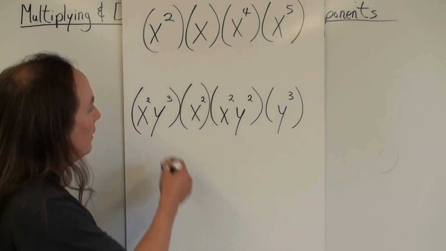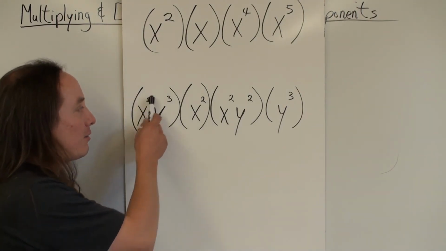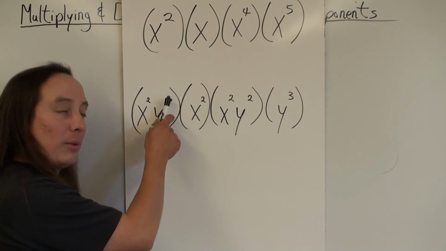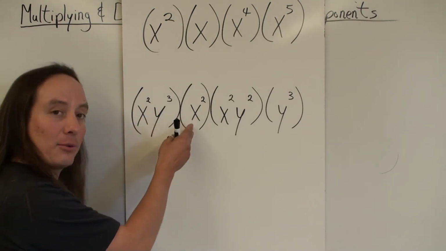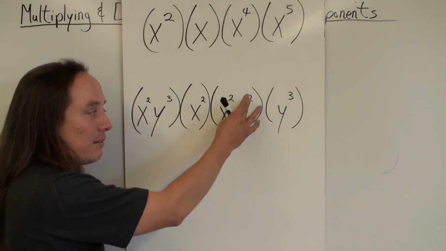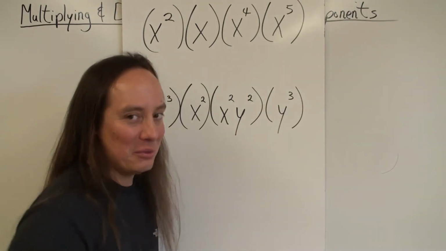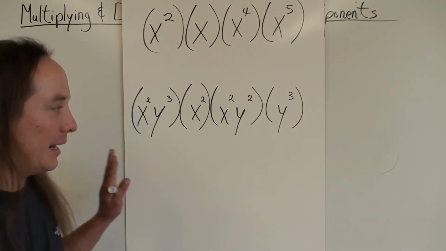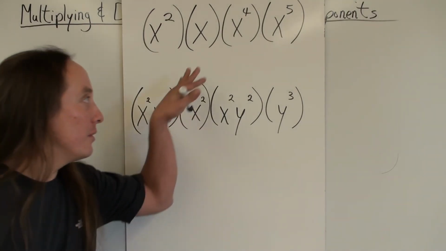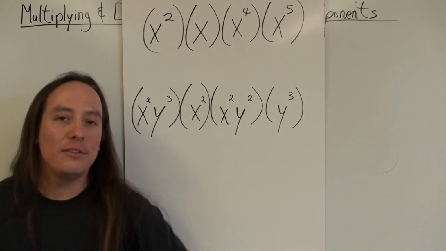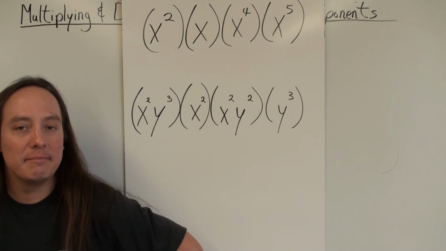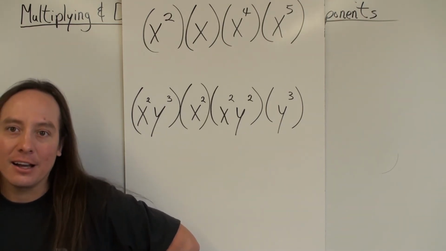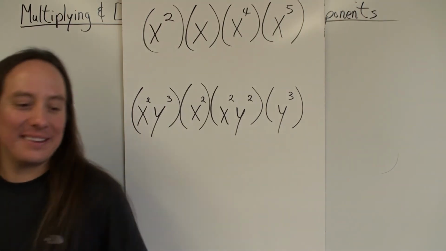And then, this is a little bit different. This is x squared, y cubed times x squared times x squared, y squared times y cubed. So they're all multiplied, okay? And I'll go ahead and give that one a shot. So go ahead and pause the video and do these two problems. See what you get. Tick tock. Okay, let's get on with it.